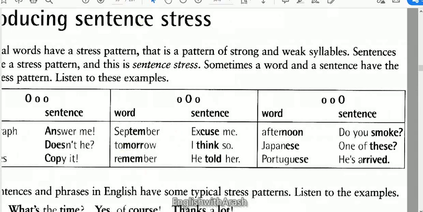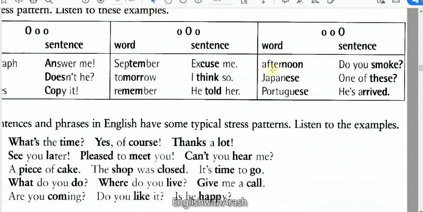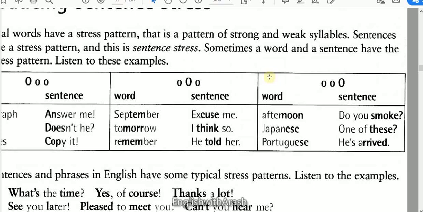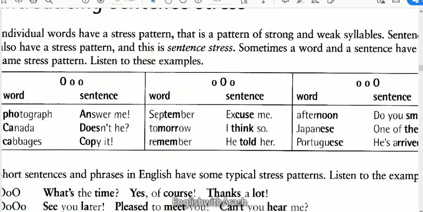Okay, so let's get back. We could also listen to this, so let me just play it for you. Let me see what it is. B9.